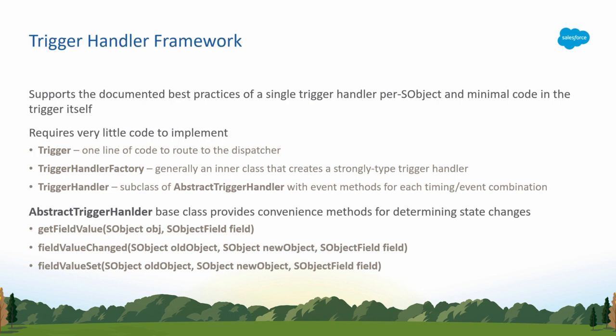There's very little code to implement. Again, it's intended to be lightweight. Obviously, you have to write the trigger. I'm going to show an example of each one of these in a moment. You have to write the trigger. It's one line of code in the trigger body just to get the dispatcher to send it to the right place. You do implement a factory.